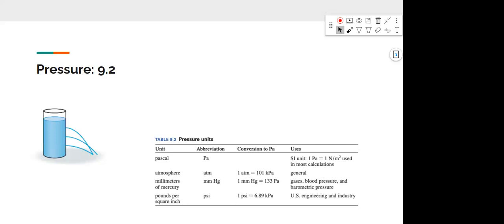And so the definition of pressure is a force per area. And so the units of pressure are newtons per square meter.